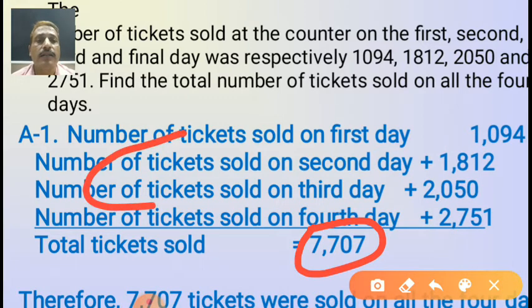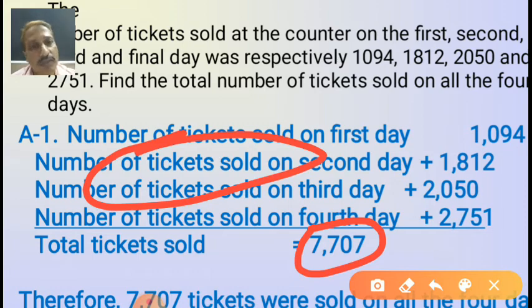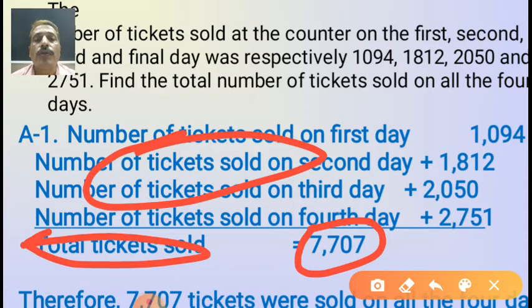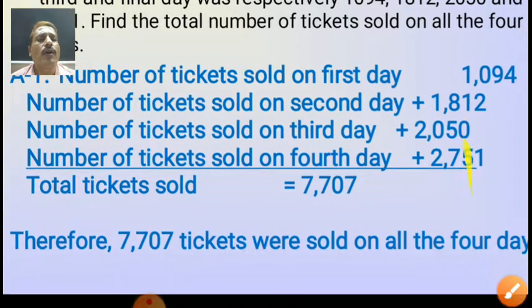And here, will you write the statement this way? Number of tickets sold on the first day, number of tickets sold on the second day, number of tickets sold on the third day, number of tickets sold on the fourth day. Easy or hard? Easy, and it gives you marks. At last you should show the total number of tickets sold. Clear? If you want to make one more statement, you can. Therefore, 7,707 tickets were sold on all the 4 days.